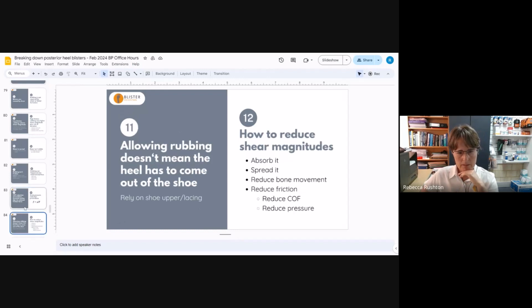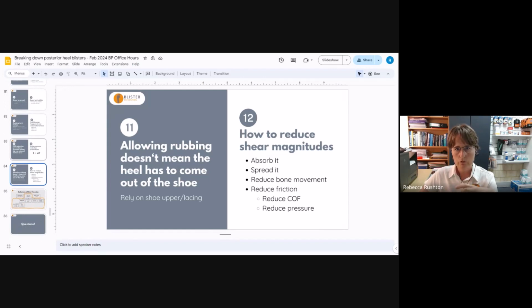Allowing rubbing doesn't mean the heel has to come out of the shoe. So, you can rely on the shoe upper, generally just good shoe fit, and of course lacing. And it is important to realize that there probably is some relative motion of the heel relative to the shoe that is normal. Is that 1.5 centimeters? I don't know. I think that needs to be verified.